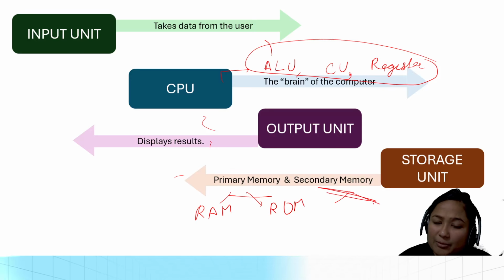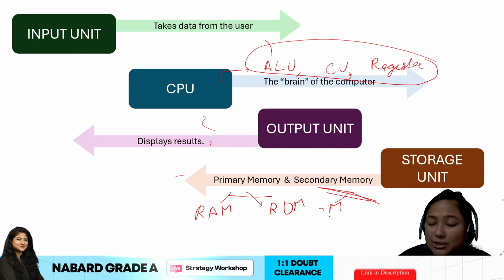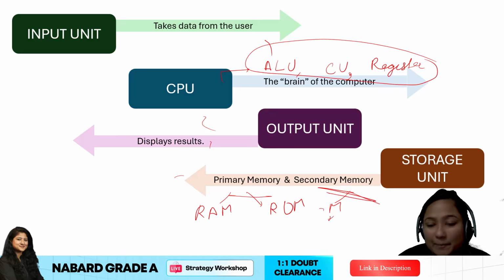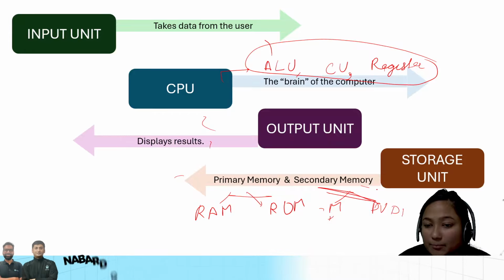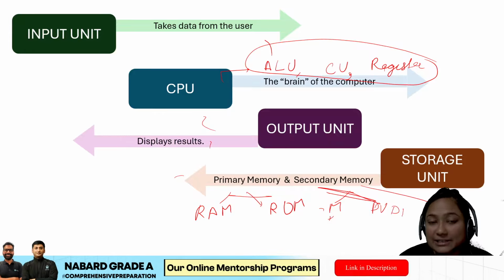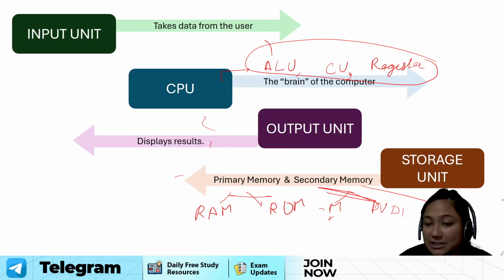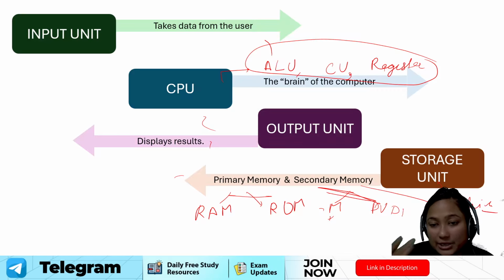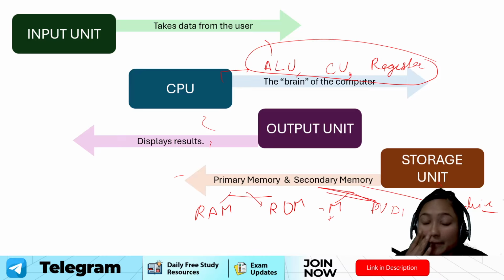Then in the secondary unit we have magnetic units like HDD, tapes, floppy disk. Then we have optical units like DVD, CD, Blu-ray. Then we have SSD, that is a solid state unit. In this we have the pen drive and things like that. Okay, all those are examples of secondary memory. Primary memory and secondary memory are part of the storage unit.